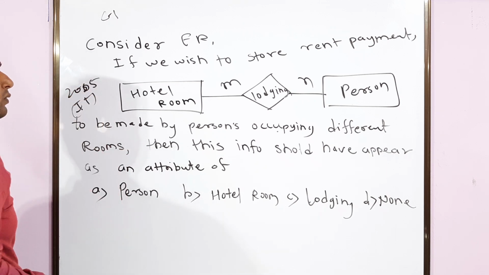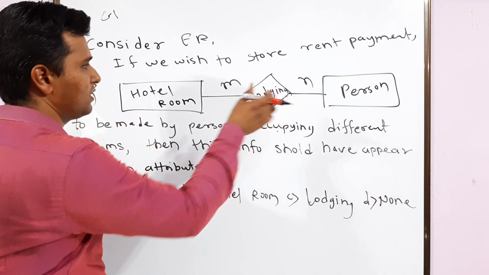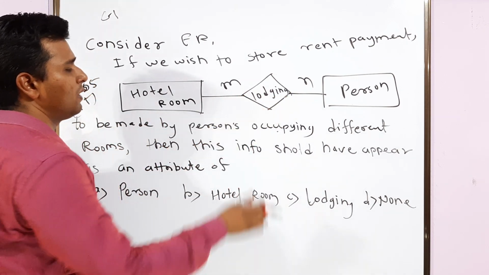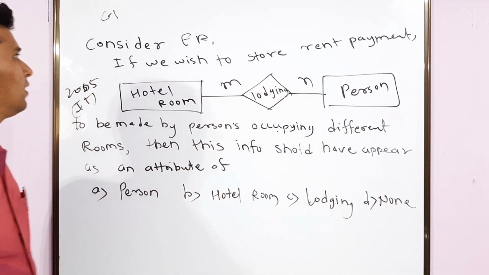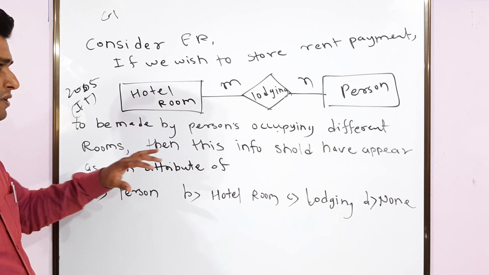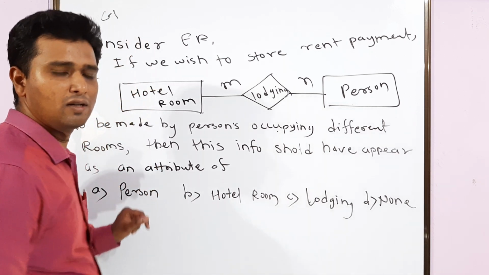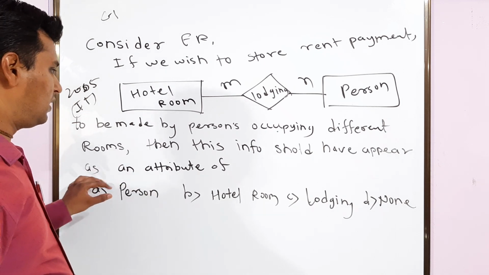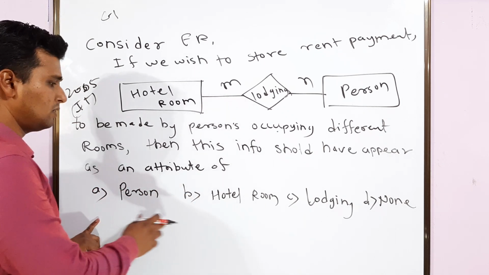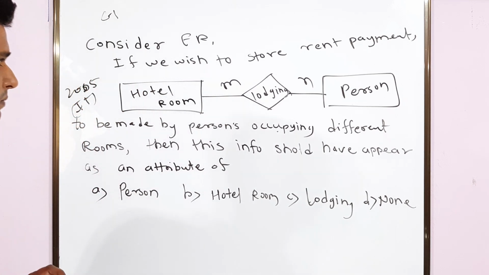Okay. Now they have given the question. We have two entities, hotel room as well as person, and this is the lodging relationship, M to N. Now the question is, if you wish to store the rent payment to be made by the persons occupying different rooms, then this information must appear as an attribute of which one: person, hotel room, lodging, or none. Okay. So this is a simple but tricky question.